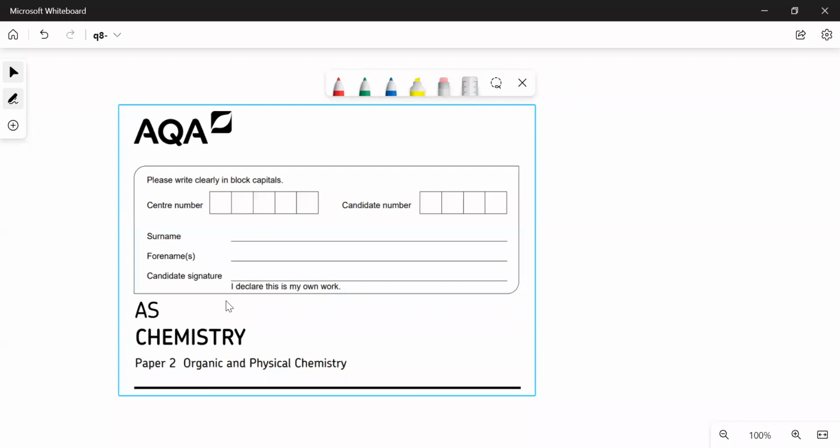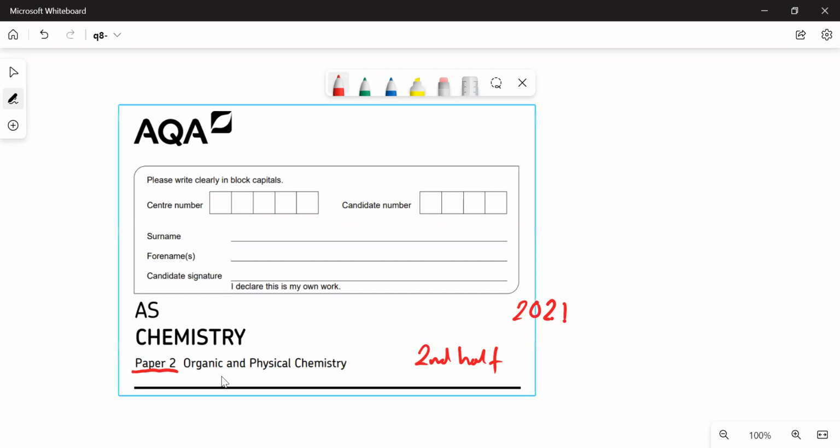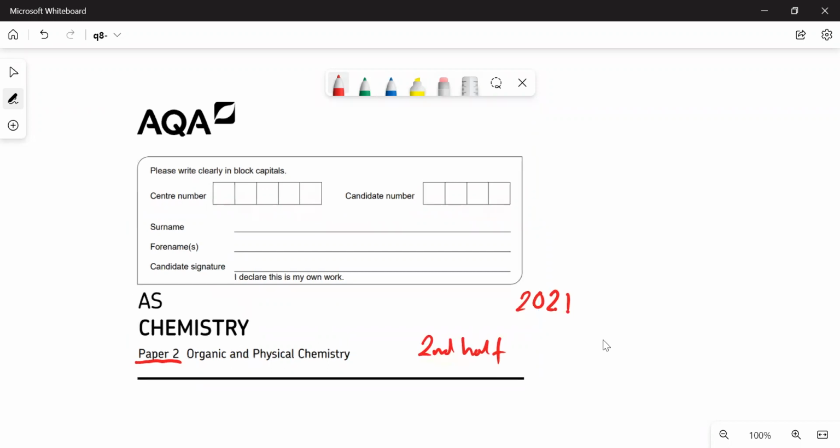Hi, in this video, I'm going to go through the AQA AS-level Chemistry paper. This is paper 2, and this is the second half of this paper. This is the 2021 paper. I did the first half in an earlier video. Okay, so the last of the long questions and then the multiple choice.